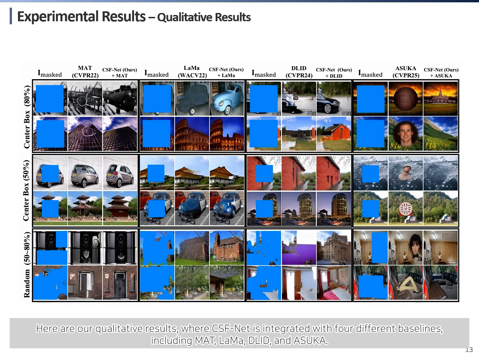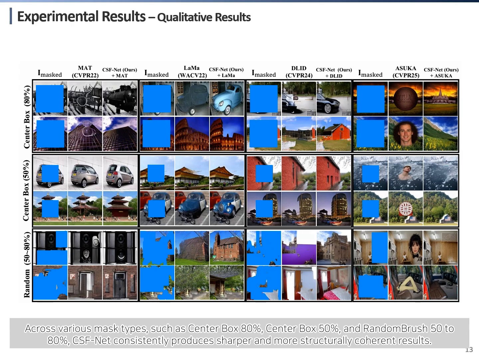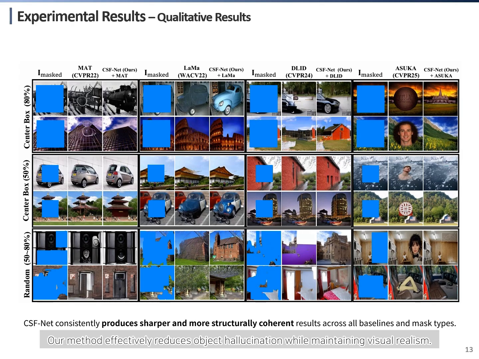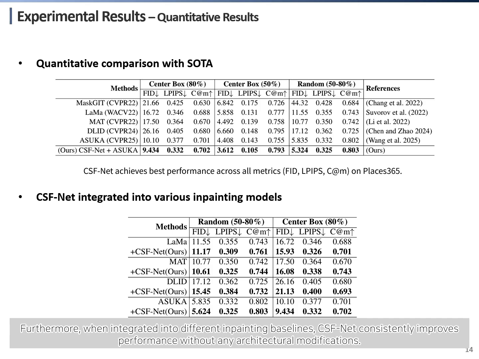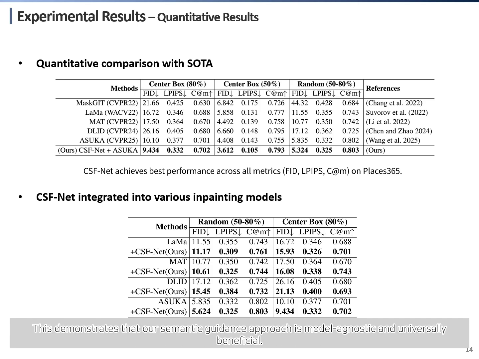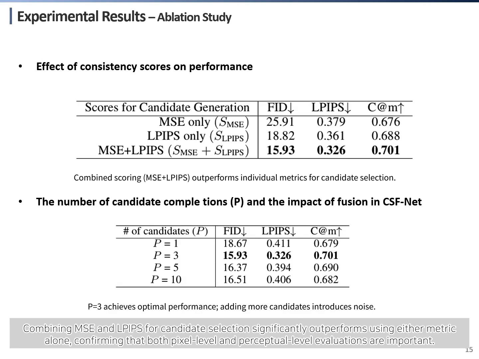Across all mask types, CSF-Net produces sharper and more structurally coherent results. It reduces hallucination while maintaining visual realism. Looking at the quantitative results, CSF-Net achieved the best performance. The results confirm that our approach is model agnostic and universally beneficial. Our ablation study showed that combining MSE and LPIPS is more effective than using either alone. P equals 3 achieves optimal performance. Using too many candidates introduces noise and degrades performance.